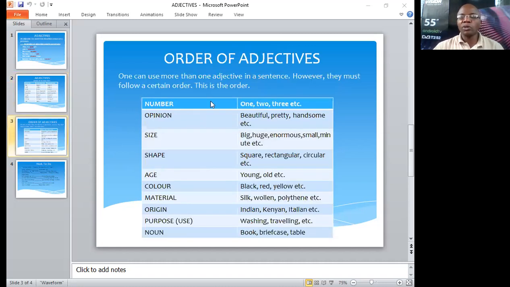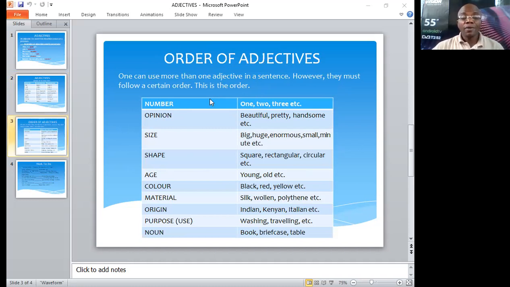Now we move on to what we call the order of adjectives. One can use more than one adjective in a sentence. It is not a crime, right? It is acceptable. However, they must follow a certain order in that sentence. And this is the order.